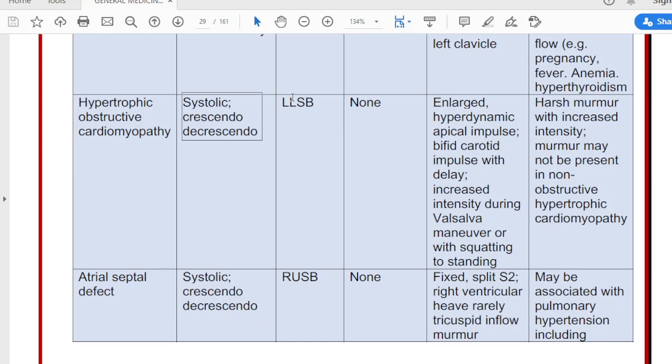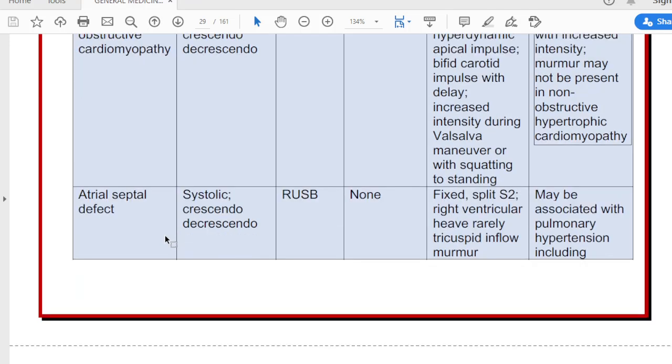Hypertrophic obstructive cardiomyopathy. Systolic, crescendo-decrescendo murmur. LLSB, none. Enlarged, hyperdynamic apical impulse. Bifid carotid impulse with delay. Increased intensity during Valsalva maneuver or with squatting to standing. Harsh murmur with increased intensity. Murmur may not be present in non-obstructive hypertrophic cardiomyopathy.